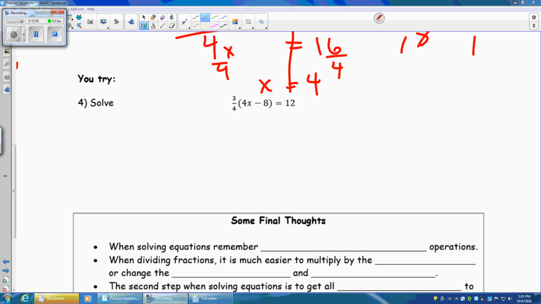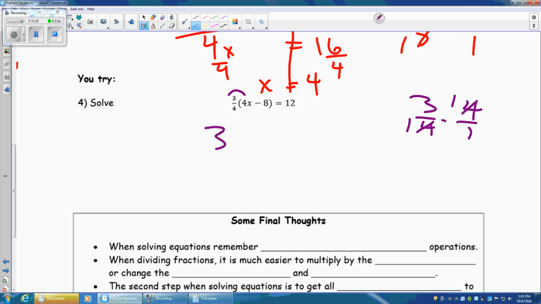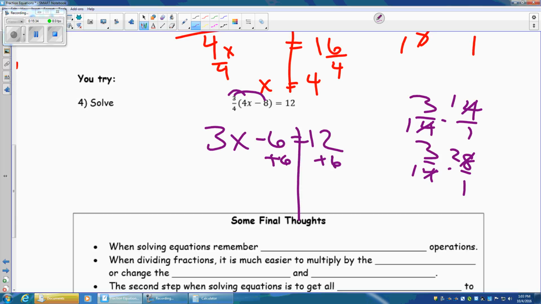All right, hopefully that was enough time for you to try this one. So again, I don't know what 3/4 times 4 is, so I'm going to go off on the side of my paper like this, put 4 over 1, pre-reduce, get rid of the 4's. I end up getting 3x. 3/4 times 8. 1, 2, 3 times 2 is 6. Minus 6 is equal to 12. Almost done, guys. Add 6 on both sides. I end up getting 3x is 18. And the final thing is divide by 3 and x is 6.